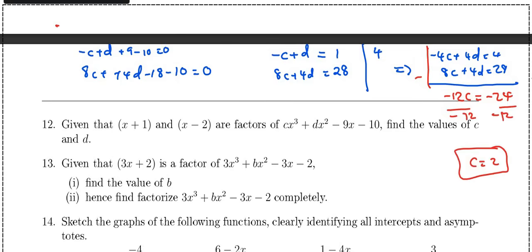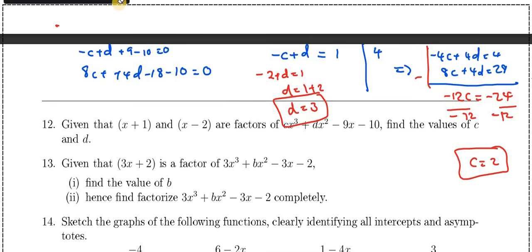Once you get c equal to 2, you can replace it in one of the equations. I'll choose the first one. Where they say I put 2, I'm looking for d, meaning d is equal to 1 plus 2. So d is equal to 3. So this is what you do on number 12.